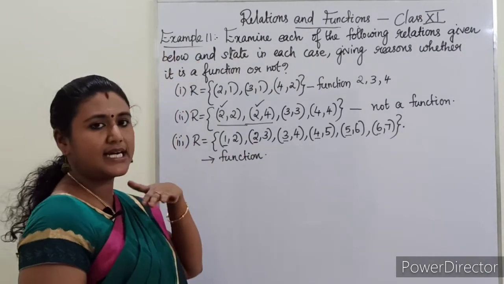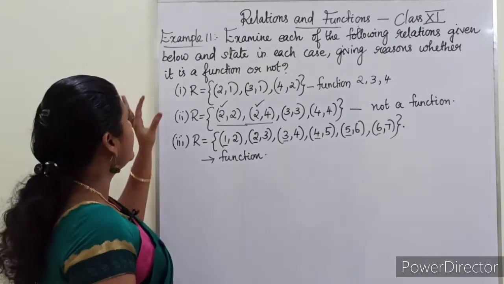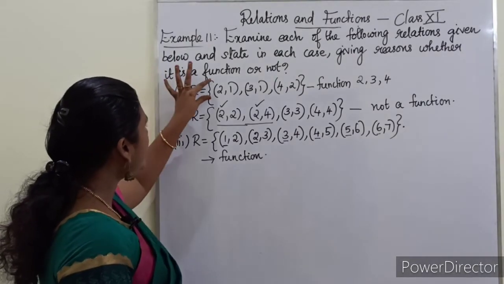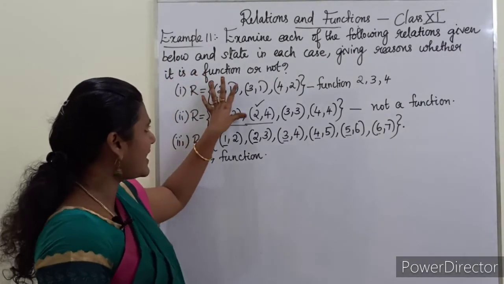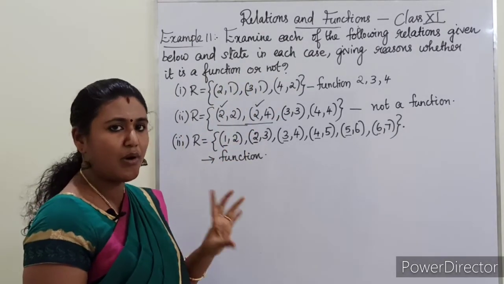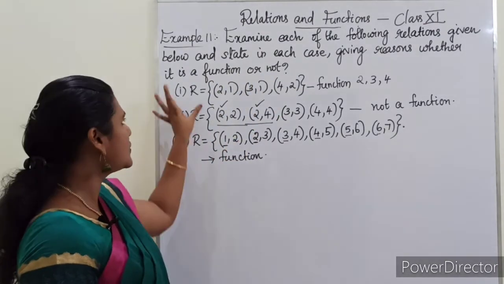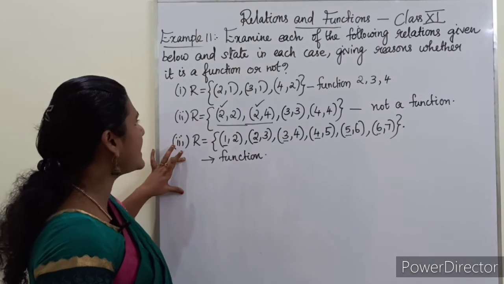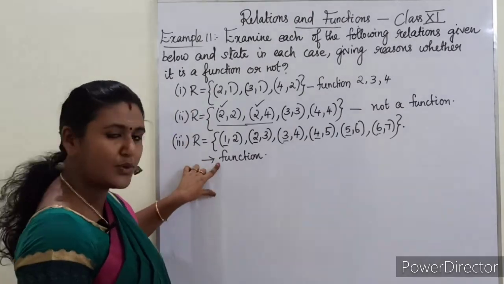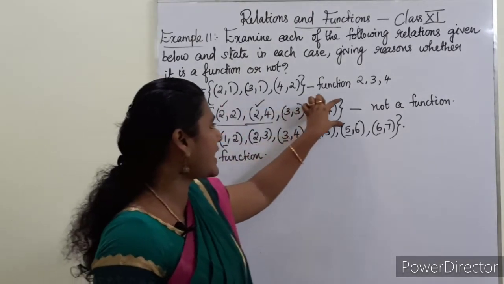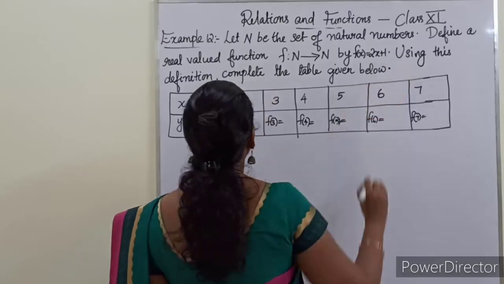A relation is a function when every element of the first set has one and only one image in the second set. So out of these three relations, the first one and the third one are functions, and the second one is not a function.